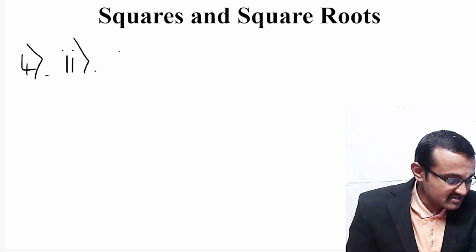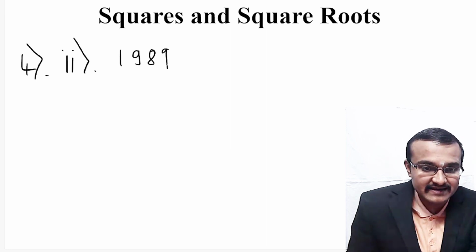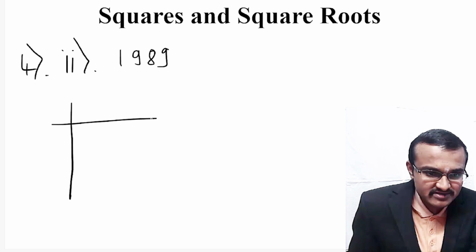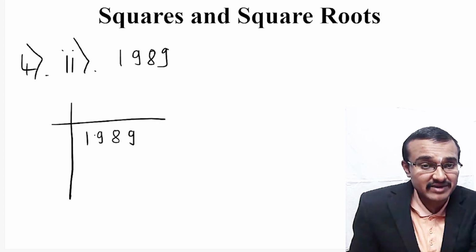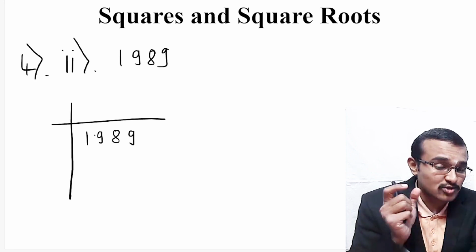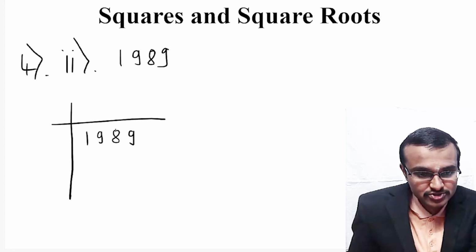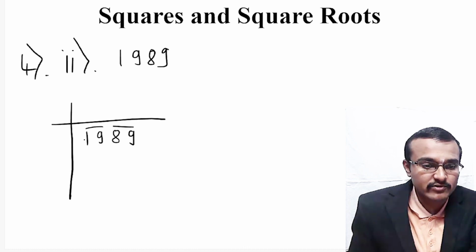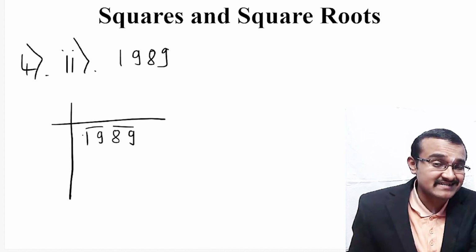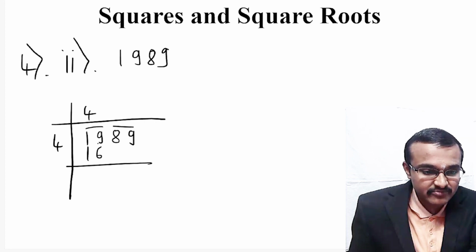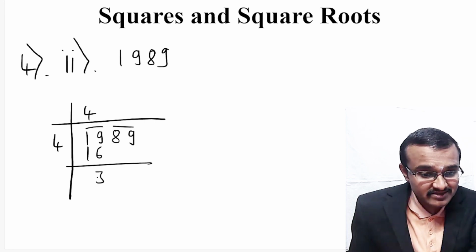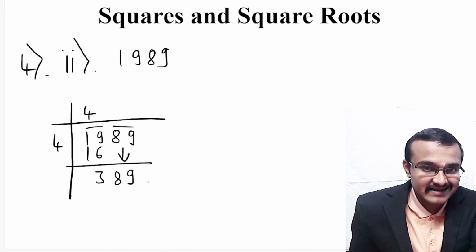So coming to the second question in this fourth question, it is 1989. So here also you can use the same division method. The thing is, you will not get 0 at last, you will get a remainder, because this particular number is not a perfect square. So here also you can make groups. 89 will be one group, 19 will be one group. Nearest perfect square for 19 is 16, which is less than 19. So 4 into 4 will be 16. So you just subtract 16 from 19, it will be 3. Take this 89 downside, so that will be 389.